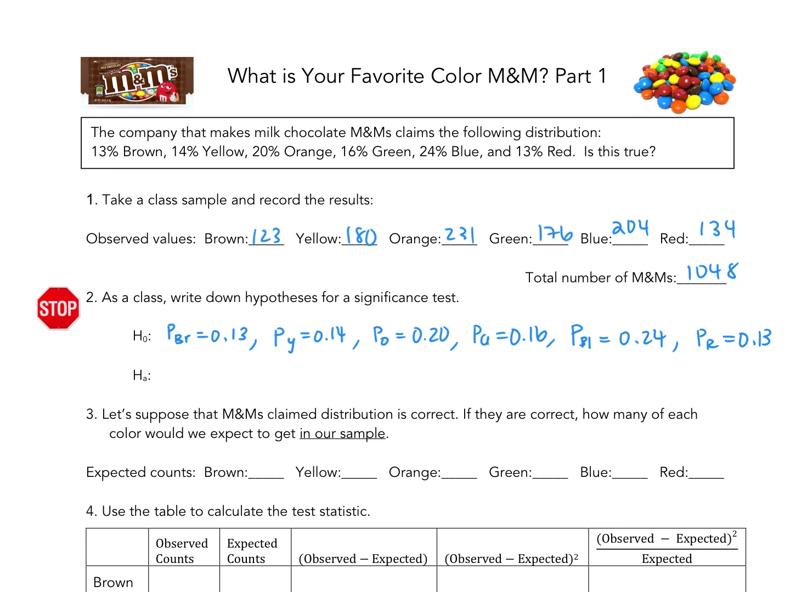The alternative is that this is not true. That does not mean every single proportion is different. So the way that we write our alternative is at least one of the above proportions is incorrect.